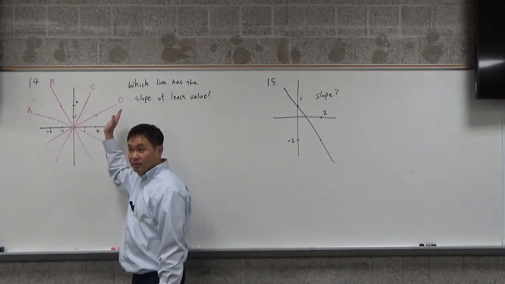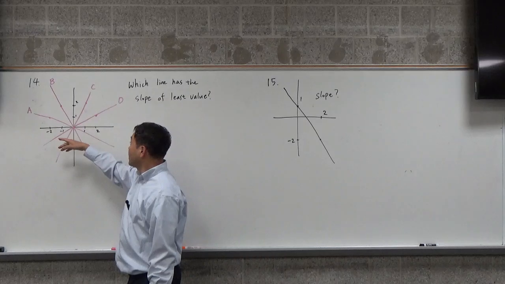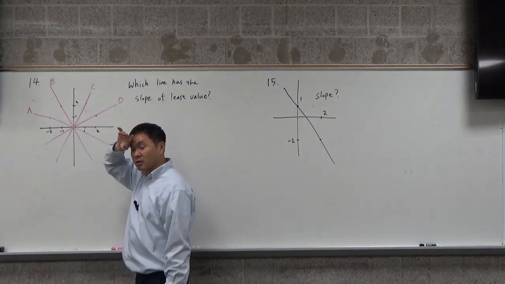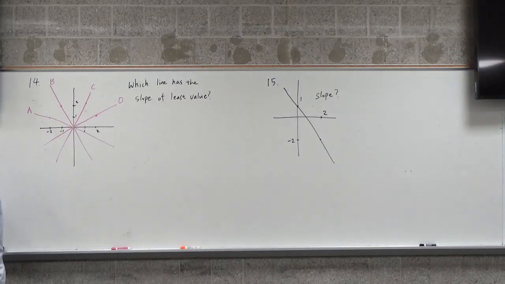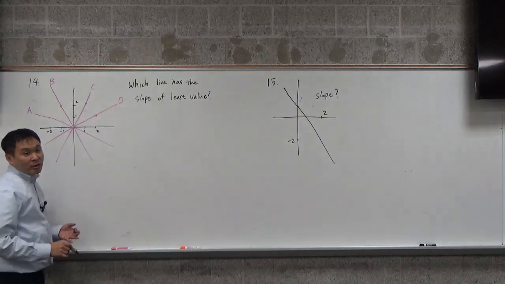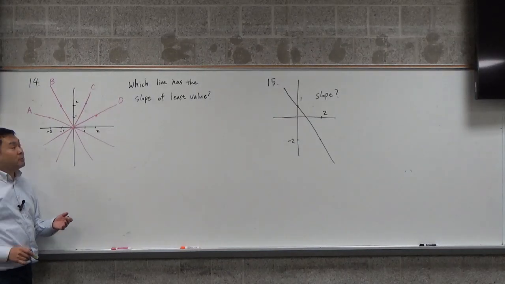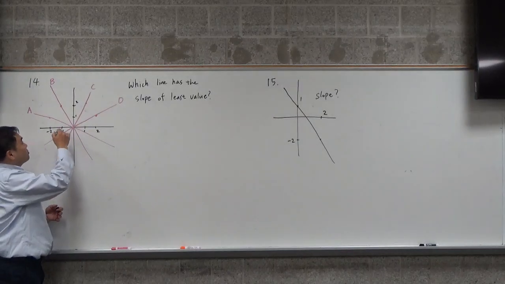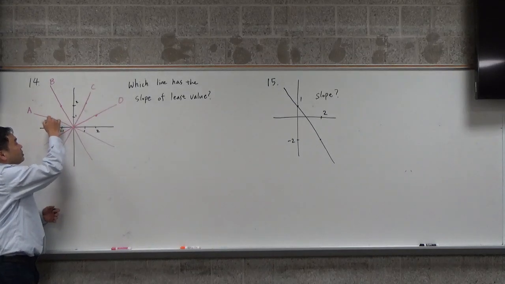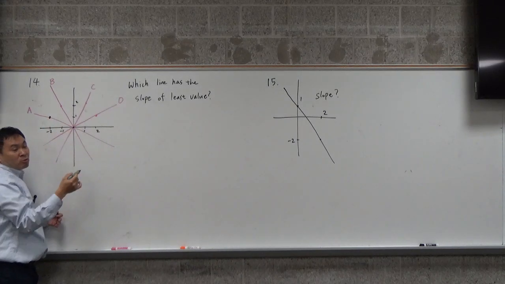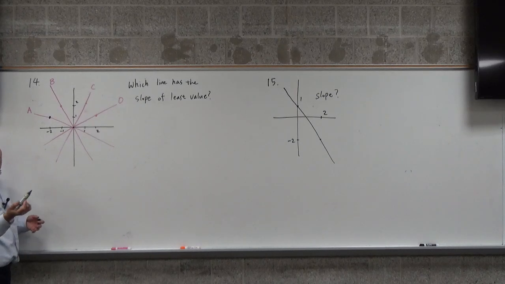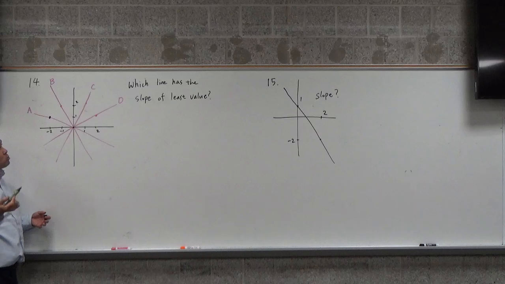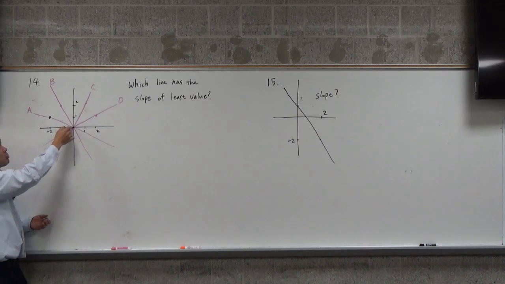4 lines here. And they'll have slopes. And the question is, which one has the slope of the least value? Now you get the slope by calculating rise over run, right? So let's start with A. The way you do rise over run is you pick 2 points on the line and think about what should be the rise and run to reach the next point.